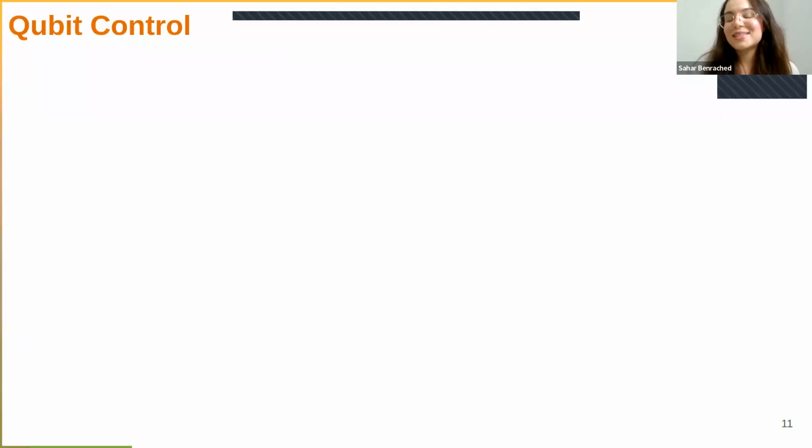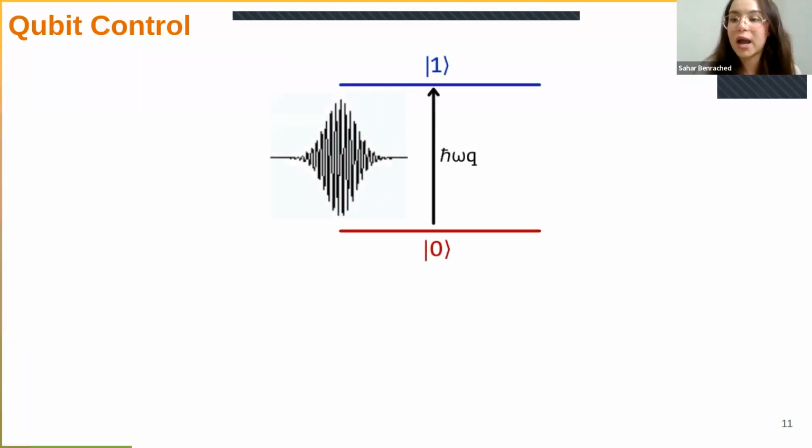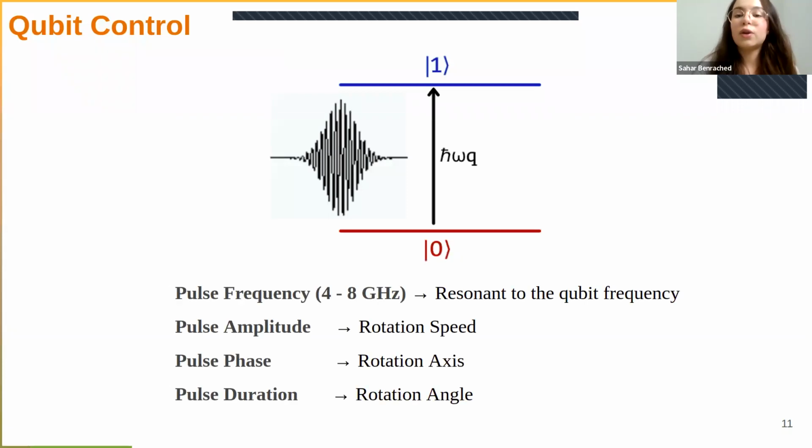Now, since this presentation is focusing more on the qubit control, I will not explain the readout further, but I will be going through the qubit control, how we can actually manipulate or operate on the state of the qubit to be in the ground state, the excited state, or the intermediate states. So in order to control the qubit state, we send and execute microwave pulses. And it is actually the parameters of the pulse that determine which operation we are applying.